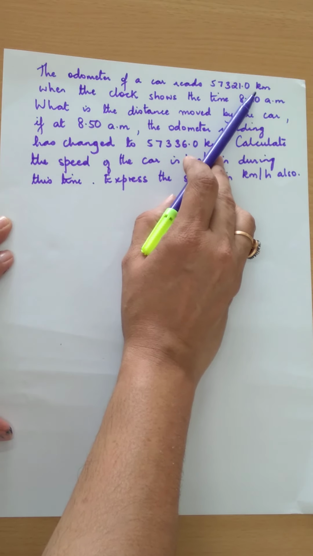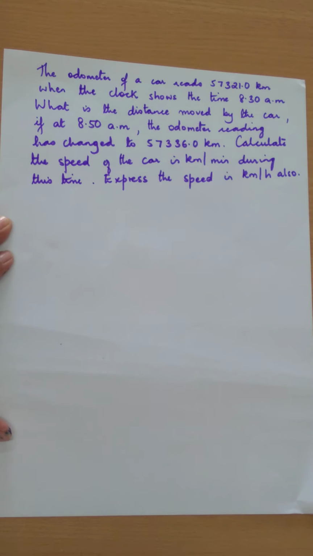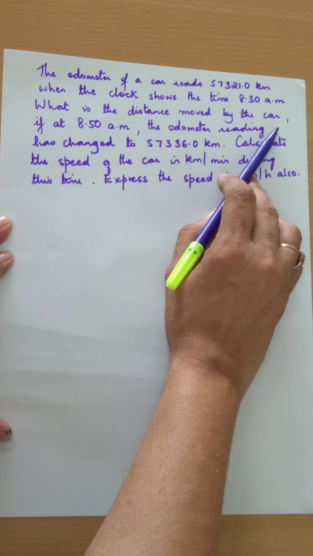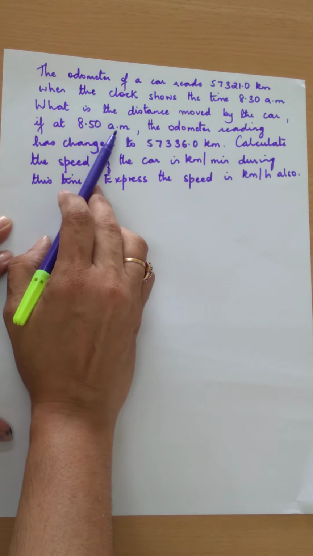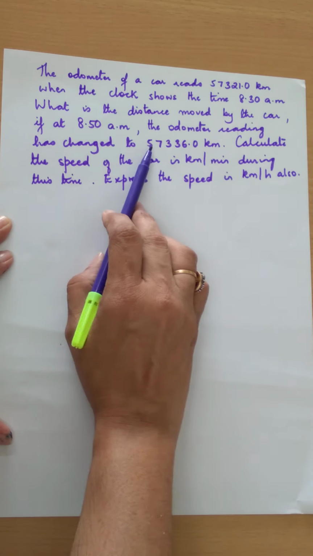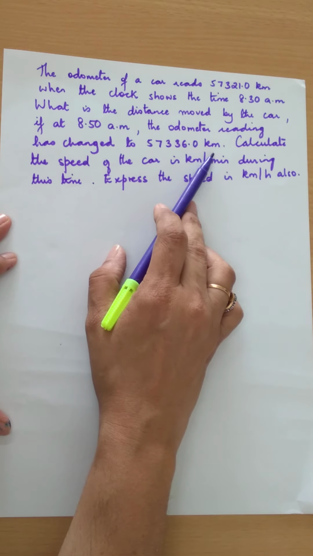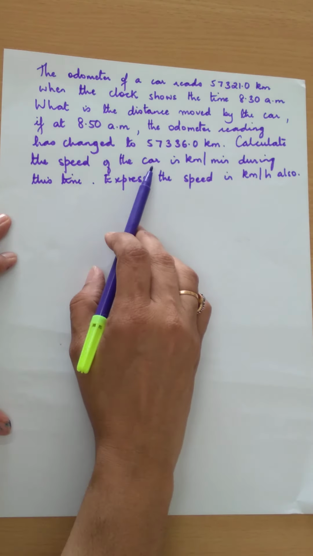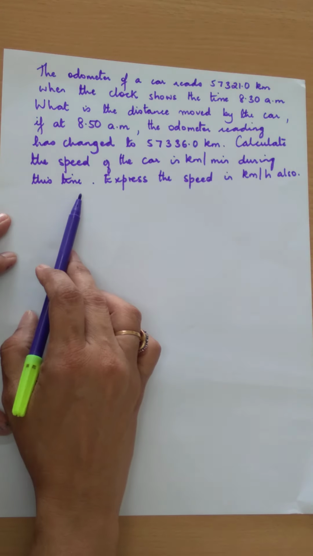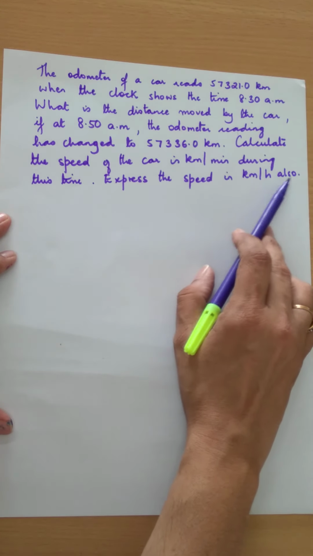57,321 kilometers when the clock shows the time 8:30 a.m. What is the distance moved by the car if at 8:50 a.m. the odometer reading has changed to 57,336 kilometers? Calculate the speed of the car in kilometers per minute during this time. Express the speed in kilometers per hour also.